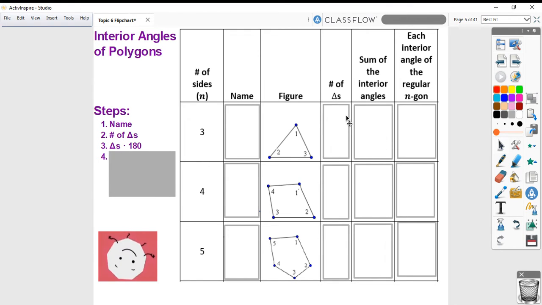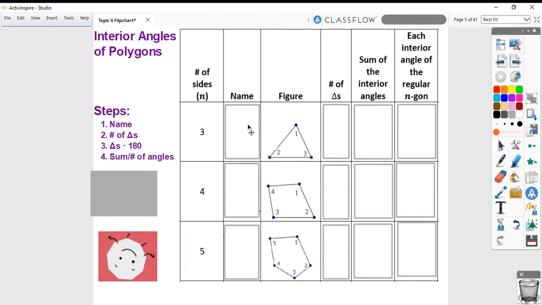The third thing is going to be that number of triangles times 180. That'll give us the sum of the interior angles. And that sum divided by the number of angles is where we're going to get this last column of the chart. All of this hopefully is going to make more sense as we go through and explain.